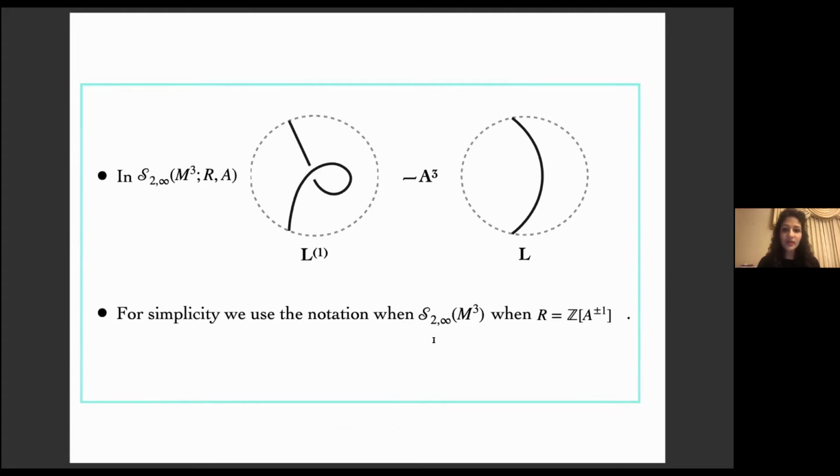In this Skein module, we have the following framing relation, L1 minus A cube L. The reason for this is that the Kauffman bracket polynomial is an invariant of regular isotopy. It's not invariant under the Reidemeister 1 move. And for simplicity, when we work with the ring of Laurent polynomials with integer coefficients, we will use a simpler notation for the Kauffman bracket Skein module of an oriented 3 manifold.